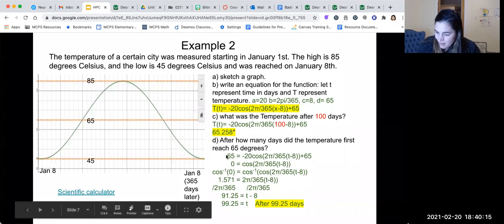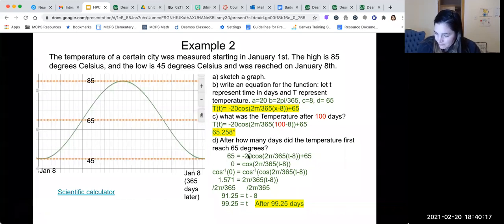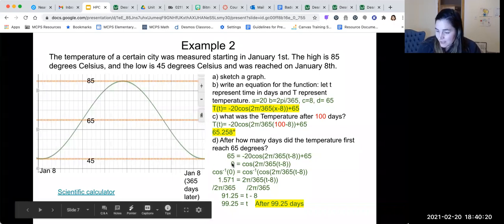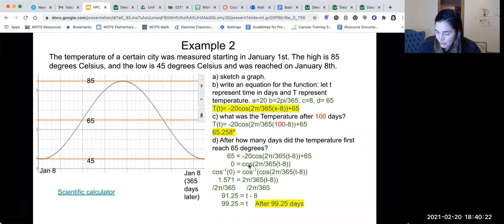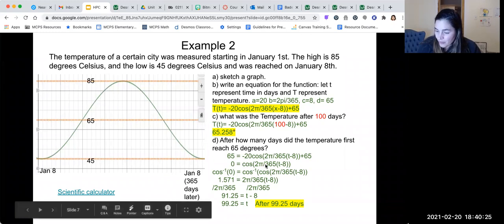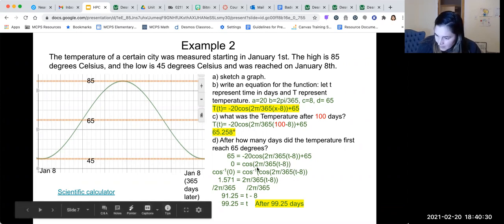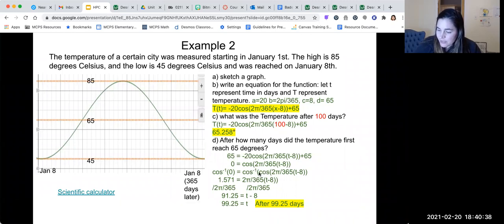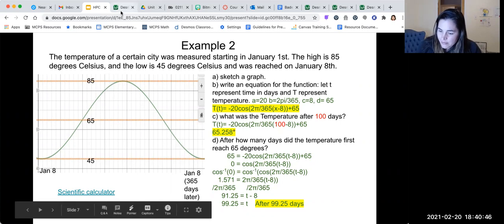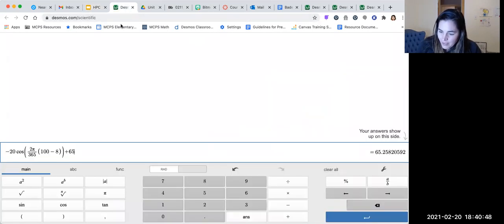So subtract 65 from both sides, we get 0. Divide by negative 20 on both sides, we still get 0. So that's what we have here: 0 equals cosine of 2 pi over 365 times x minus 8. All right, so inverse cosine of 0 and inverse cosine of this expression, that's going to knock out the cosine on the right. It's going to kind of liberate the argument that is trapped in cosine right now. So inverse cosine is obviously the inverse operation for cosine, and this is why, again, we've got the scientific calculator here. Let me clear this out.